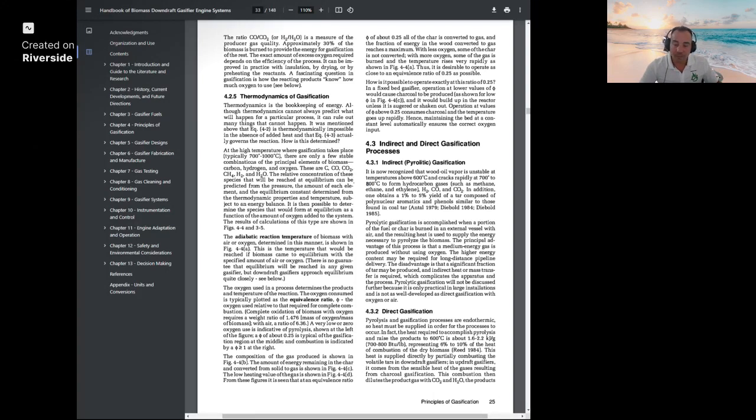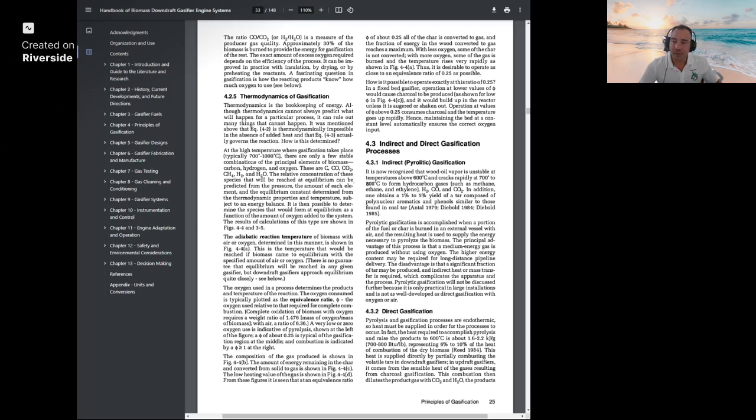From these figures, it is seen that at an equivalence ratio of about 0.25 all of the char is converted to gas, and the fraction of energy in the wood converted to gas reaches a maximum. With less oxygen, some of the char is not converted. With more oxygen, some of the gas is burned, and the temperature rises very rapidly, as shown later in figure 4.4. Thus, it is desirable to operate as close to an equivalence ratio of 0.25 as possible.